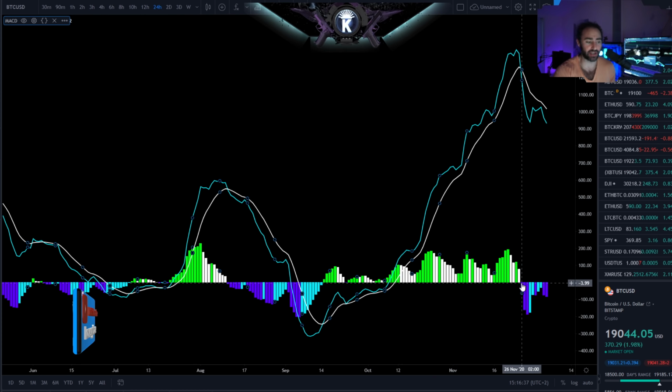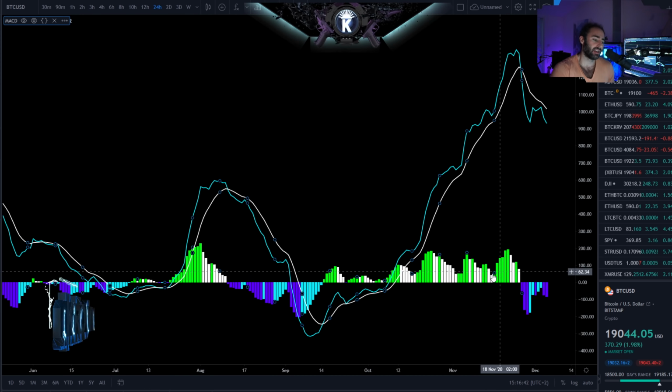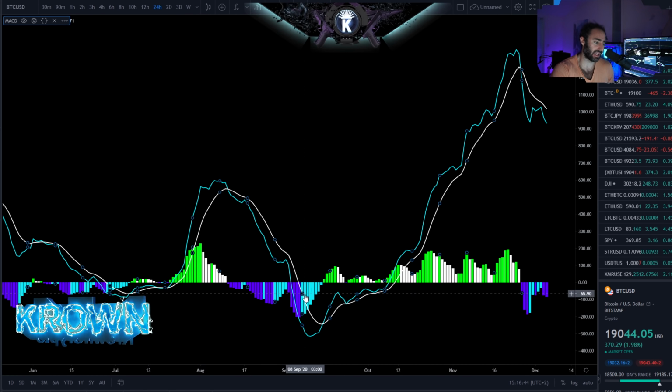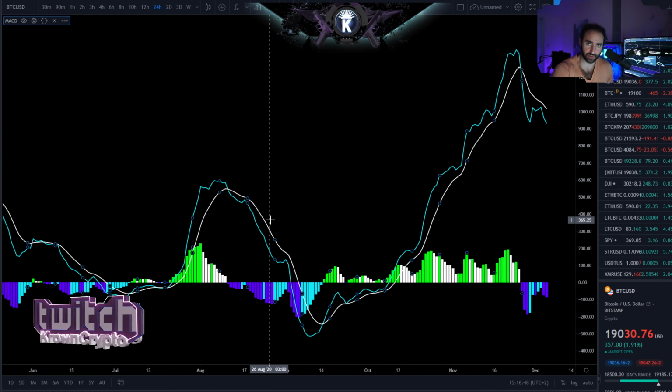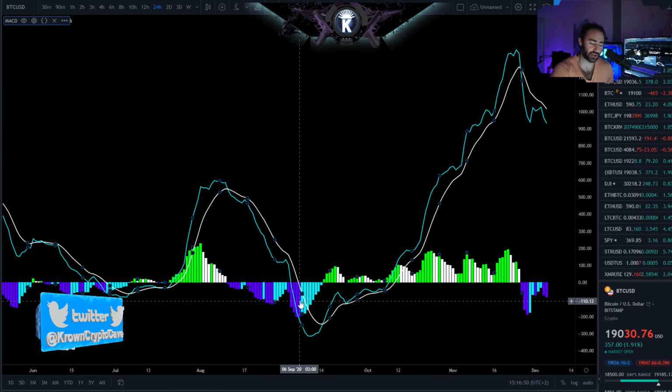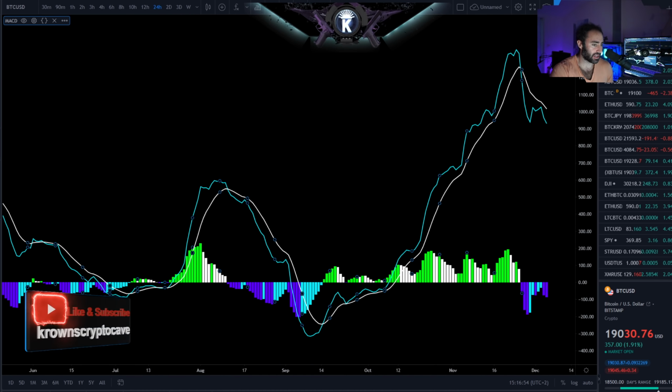Just understand that the 0 read right here is relevant, very relevant in fact, as well as a histogram, which is just a visual representation of the differential between the MACD line and the signal line. So again, nothing too crazy right there. It's just a graphical representation of that, nothing more, nothing less. Okay, all right.